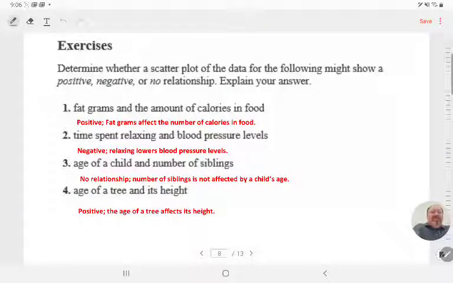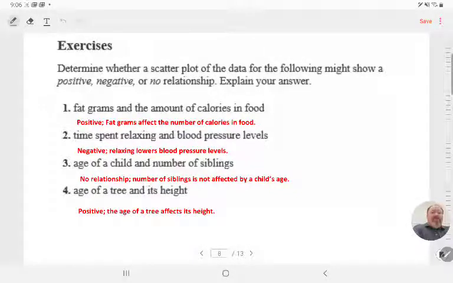It says, determine whether a scatter plot of the data for the following might show a positive, negative, or no relationship. Explain your answer. So we don't really need, in some cases, the scatter plot to figure it out. We could think it through. So number 1, fat grams and the amount of calories in food. Well, think about it. As fat grams move up, the calories went up, remember? So that would have been a positive relationship.